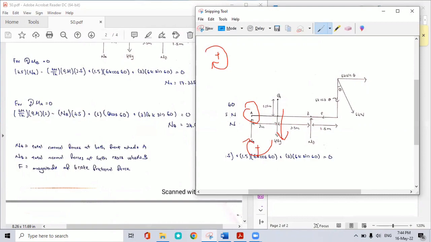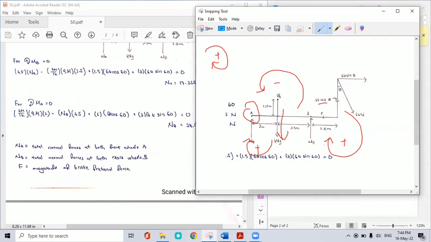So for wheel B, the normal of wheel B is going upwards, right? If the force is going upwards, it will go anti-clockwise, so it will be negative. Okay, here comes this force, the force 6K cos theta. Since the force is going downwards, it will go clockwise, and again, it will be positive.